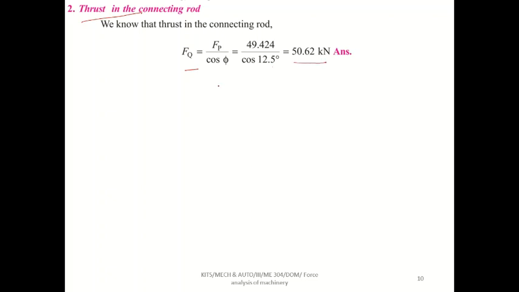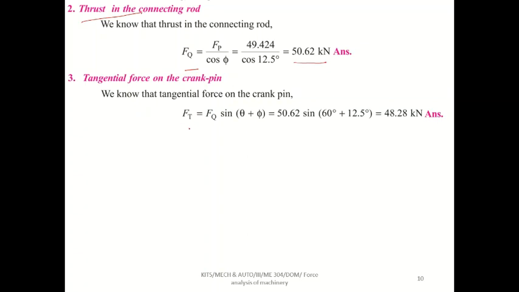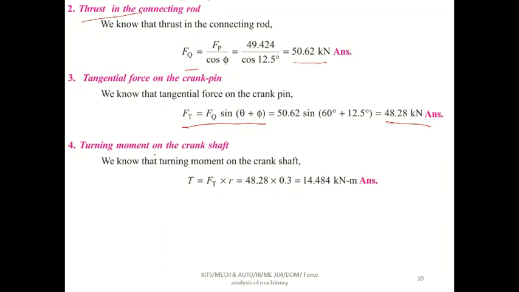Next one, tangential force. The formula is FT equal to FQ into sin theta plus phi. Theta value is 60, phi value is 12.5, so sin 72.5. 50.62 into sin 72.5, so the answer is 48.28 kilonewton. Now turning moment on the crankshaft. Turning moment equal to FT into R. FT value is 48.28 into 0.3 meter. The answer is 14.48 kilonewton meter. That's all. Very simple. Often they will ask questions like this.